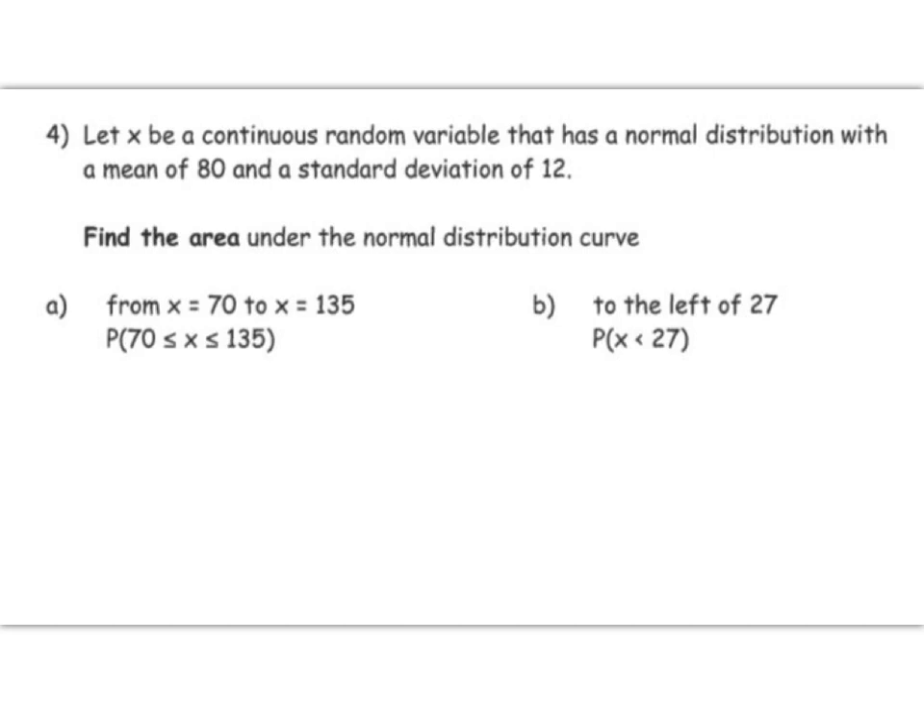Okay, so I'm looking for the values between 70 and 135, or the area that's between those two values. Again, I need to find the standard score, and the value for 70 is going to be negative because it is less than the mean of 80, and I get negative 0.83. And the value for 135 is going to be positive because it is greater than 80.